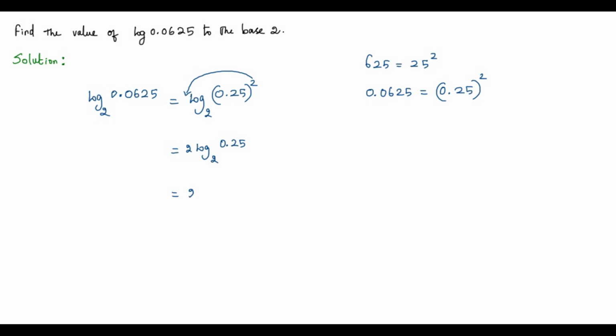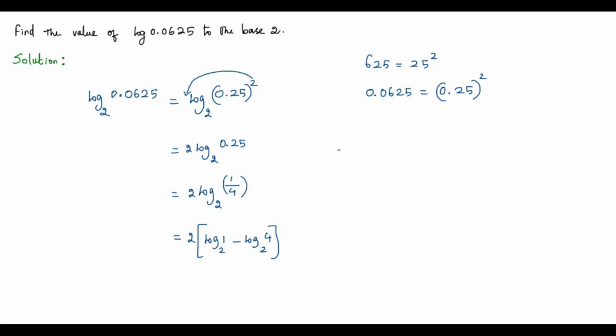Okay, in the next step what we can do is 2 times log, this 0.25 can be written as a fraction, that is 1 divided by 4 to the base 2. Here 1 and 4 are in division, so for this one I can use the second fundamental law of logarithm. Then I will get log 1 to the base 2 minus log 4 to the base 2.